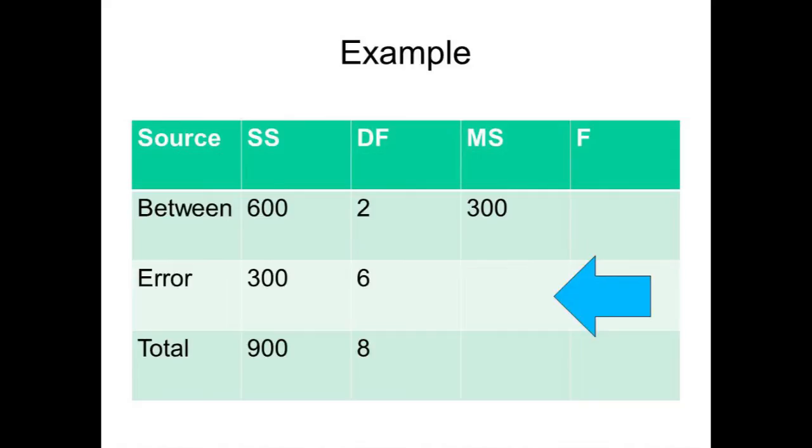And then we need the mean squared error, which is now really easy to get. We just need to take the sums of squared error and divide it by the degrees of freedom error, which is 300 divided by 6, or 50. Now we don't need total anymore, remember, so we're actually done already with the mean squared part. What we need to do now is calculate the f, which is as simple as taking the mean squared between and dividing it by the mean squared error, which is 6.